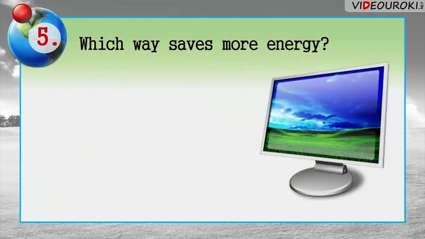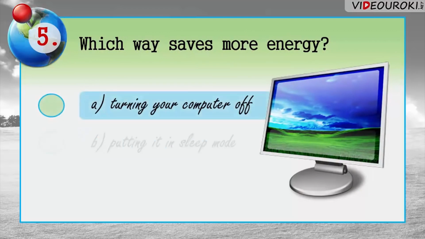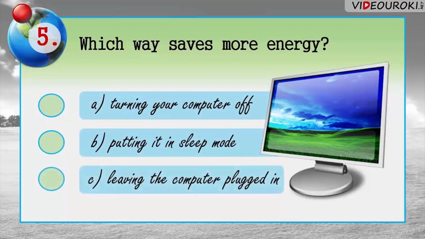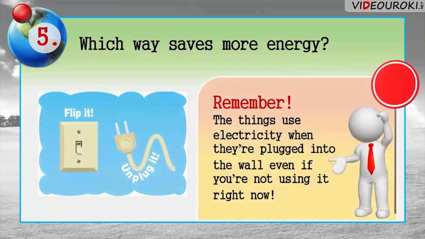Question number 5. Which way saves more energy? A. Turning your computer off. B. Putting it in sleep mode. C. Leaving it plugged in. Correct answer is A. Turning your computer off. Remember, the things use electricity when they are plugged into the wall even if you are not using it right now.